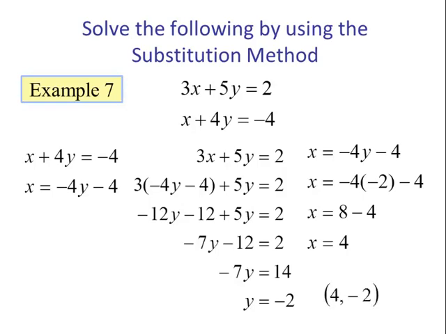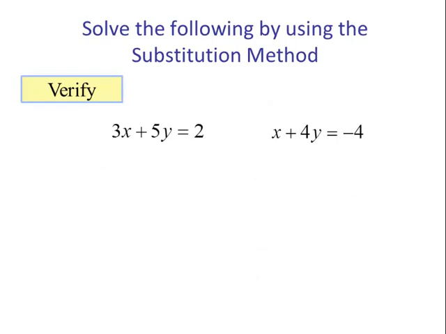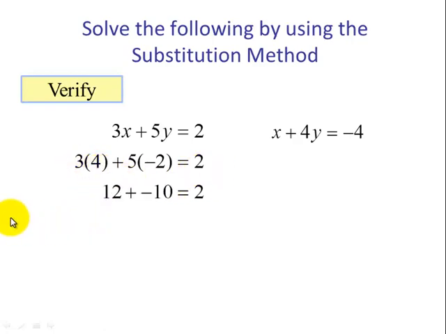To verify this, we substitute the values in for x and y. So we have x equal to 4, y equals negative 2. This quantity on the left hand side should equal 2. 3 times 4 is 12. 5 times negative 2 is a negative 10. 12 plus negative 10 is positive 2. It checks for the first equation.